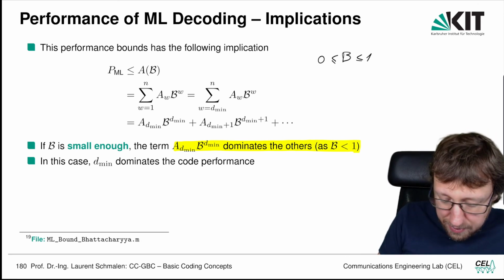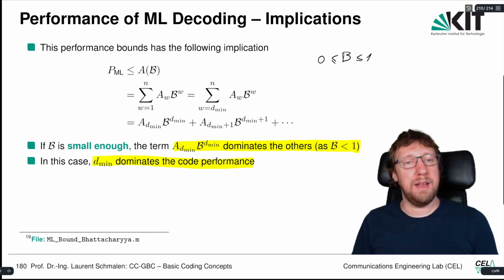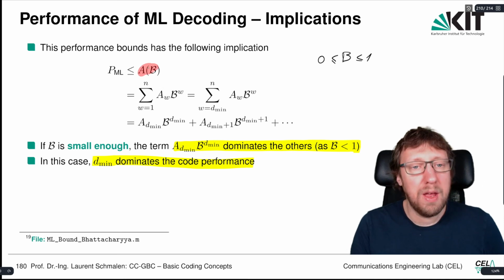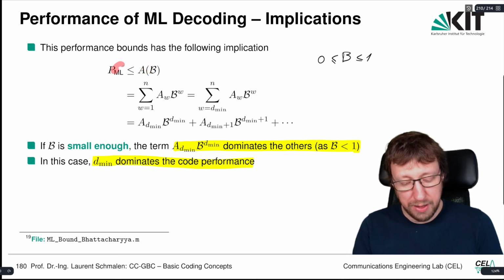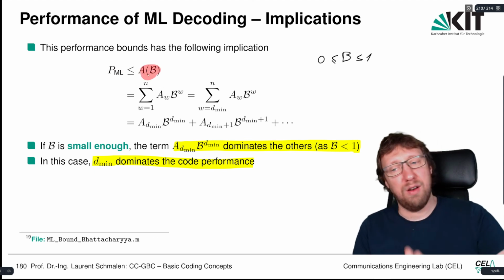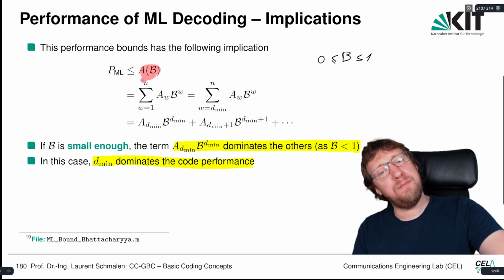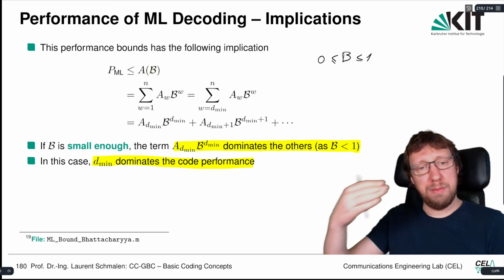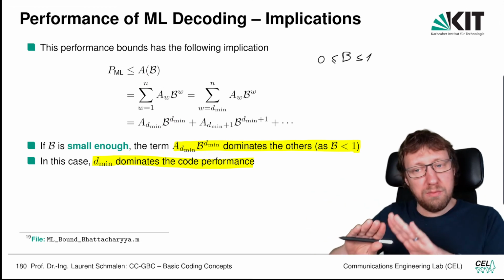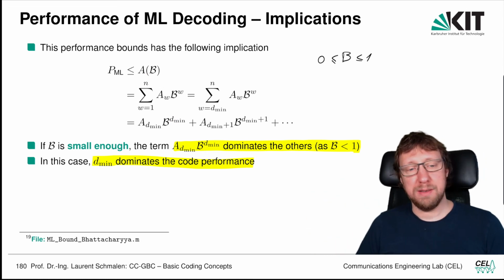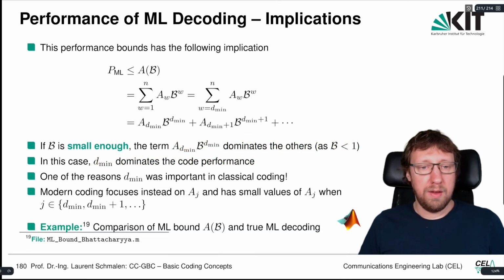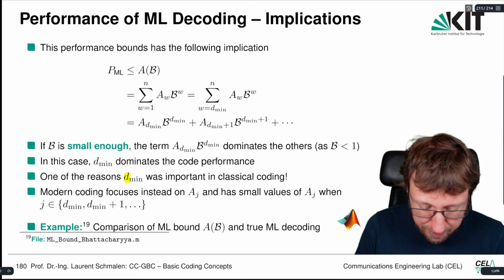And in this case, the minimum distance dominates the decoding performance. We can make this bound small, or we can make the maximum likelihood decoding performance small, if we push this number down. How can we push this number? We can push this number if we make dmin large. Making a larger minimum distance will lead to a small maximum likelihood decoding performance. That's what you should take away from here. And so this is one of the reasons the minimum distance is important.